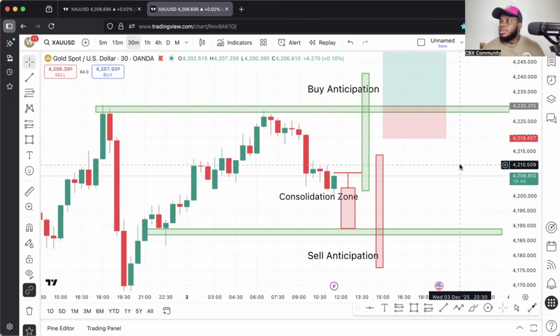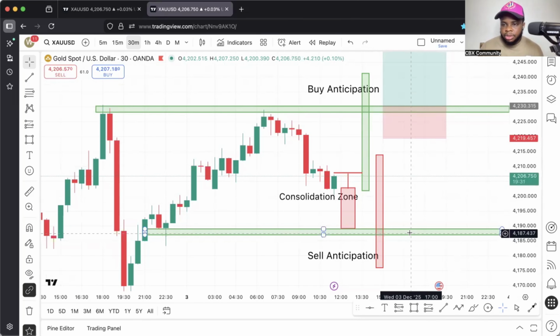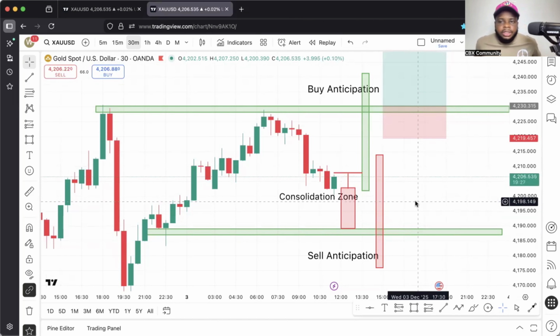Since the candle is still in the consolidation zone, and we are in the London session, that means we are anticipating volume in the market to give us a strong candle formation to break our resistance zone, or to break our support zone. So it's just for us to be patient.